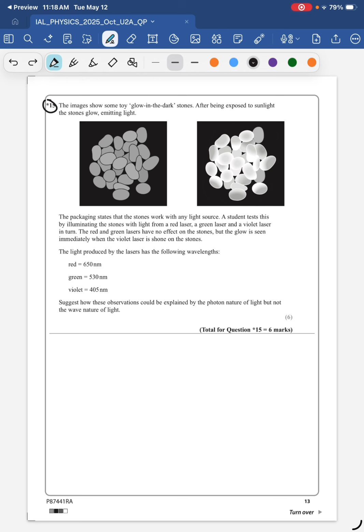Okay. The packaging states that the stones work with any light source. A student tests this by illuminating the stones with light from a red laser, a green laser, and a violet laser in turn. The red and green lasers have no effect on the stones, but the glow is seen immediately when the violet laser is shown on the stones. The light produced by the lasers has the following wavelengths. Red is 650 nanometers, green is 530, and violet is 405 nanometers. Suggest how these observations could be explained by the photon nature of light, but not the wave nature of light.